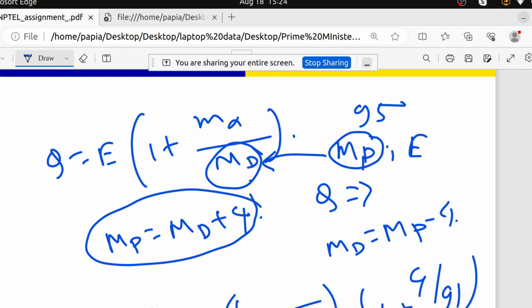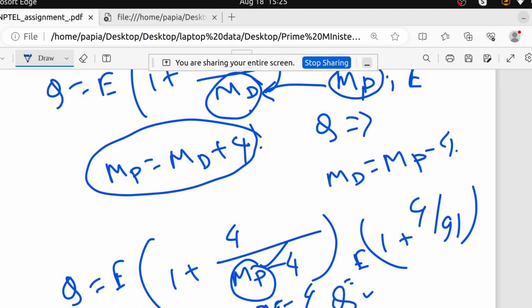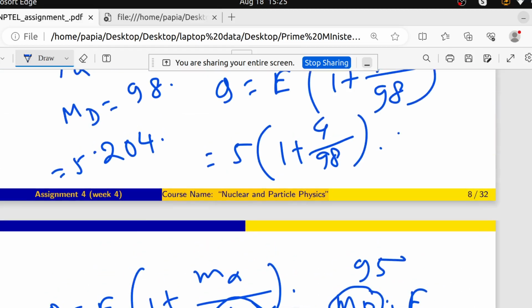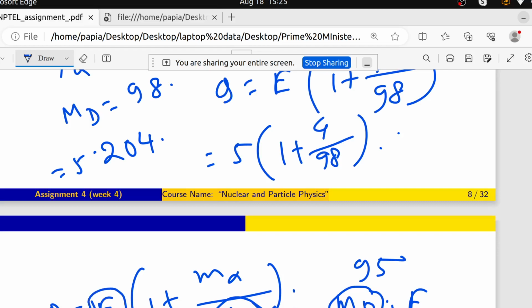So in any question, whenever Q or E is being asked, and if we have md or mp, in either of these two we can have the answer of Q. Only we need one thing: we need the kinetic energy of the alpha particle, and the mass of the daughter particle or the mass of the parent particle, because both are interrelated. So if md is known, then we can have mp. If mp is known, then we can have md. And if E is also known, then we can have the value of Q.